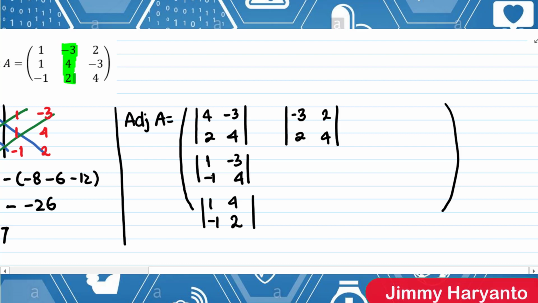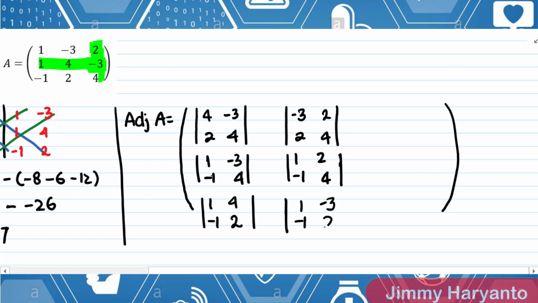Kita punya angka 4, tutup lagi. Nah, jadinya tinggal... Tadi kita geser ke kanan, berarti gesernya ke bawah ya. Ingat itu. 1, 2, negative 1 and 4. And then geser ke kanan lagi, kita punya negative 3, tutup lagi semuanya. And then we have 1, negative 3, 1, negative 3, negative 1 and 2.